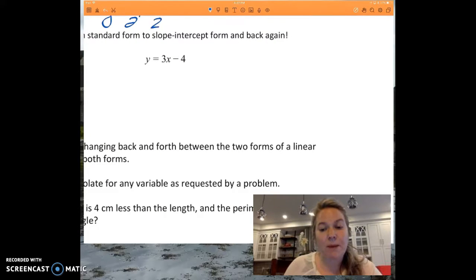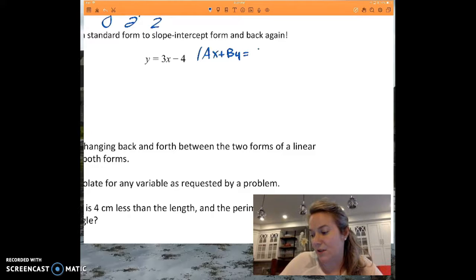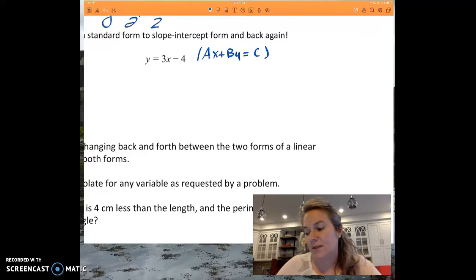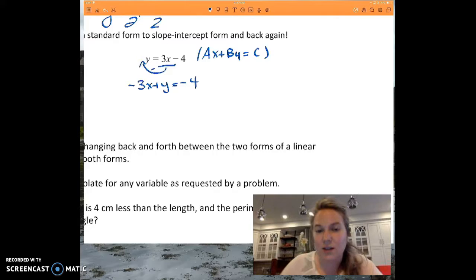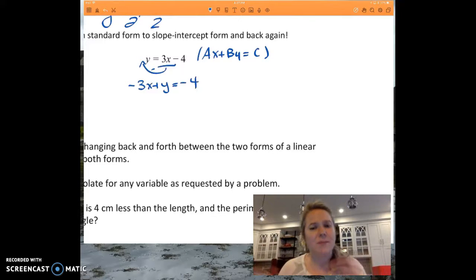Now we're going to try and get back to standard form. So we're trying to get back to ax plus by equals c. So I need to take the x over here. So that's a positive x. It's going to become negative x. So I can actually write this as negative 3x plus y equals minus 4. I'm done. It's that easy. It's much easier to convert from y equals mx plus b to standard form than to go the other way around.